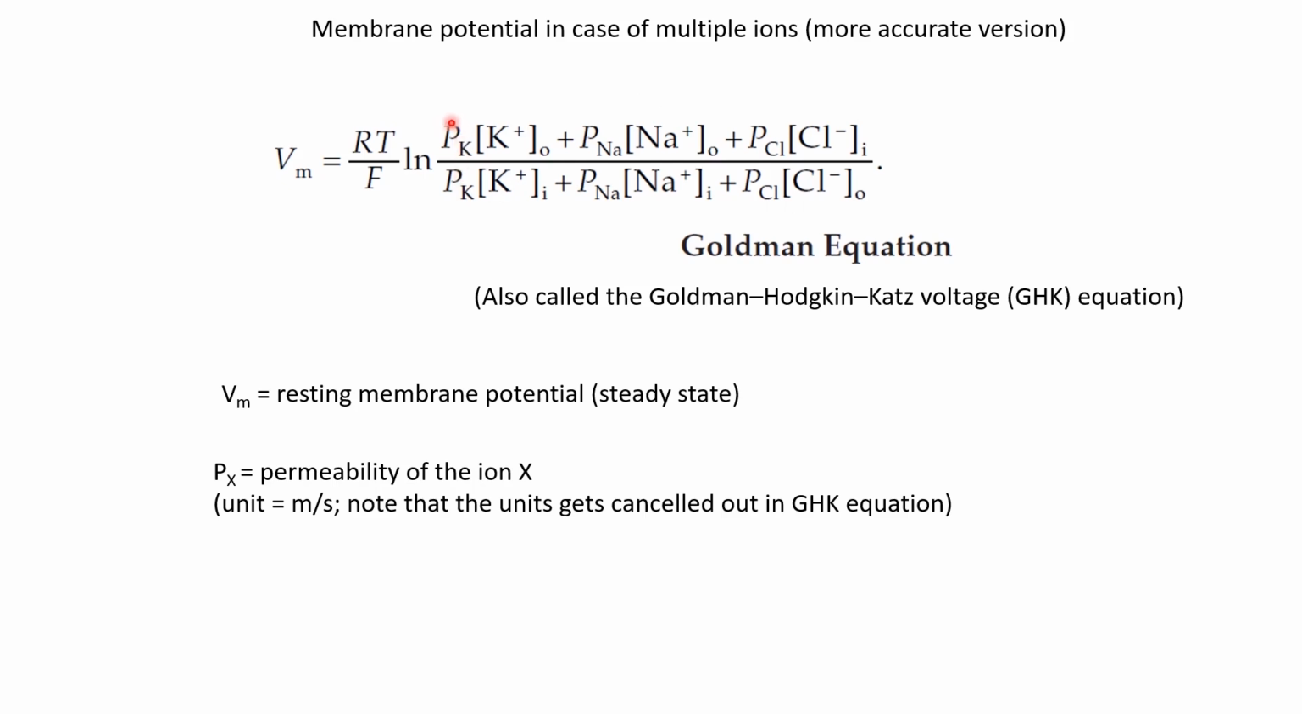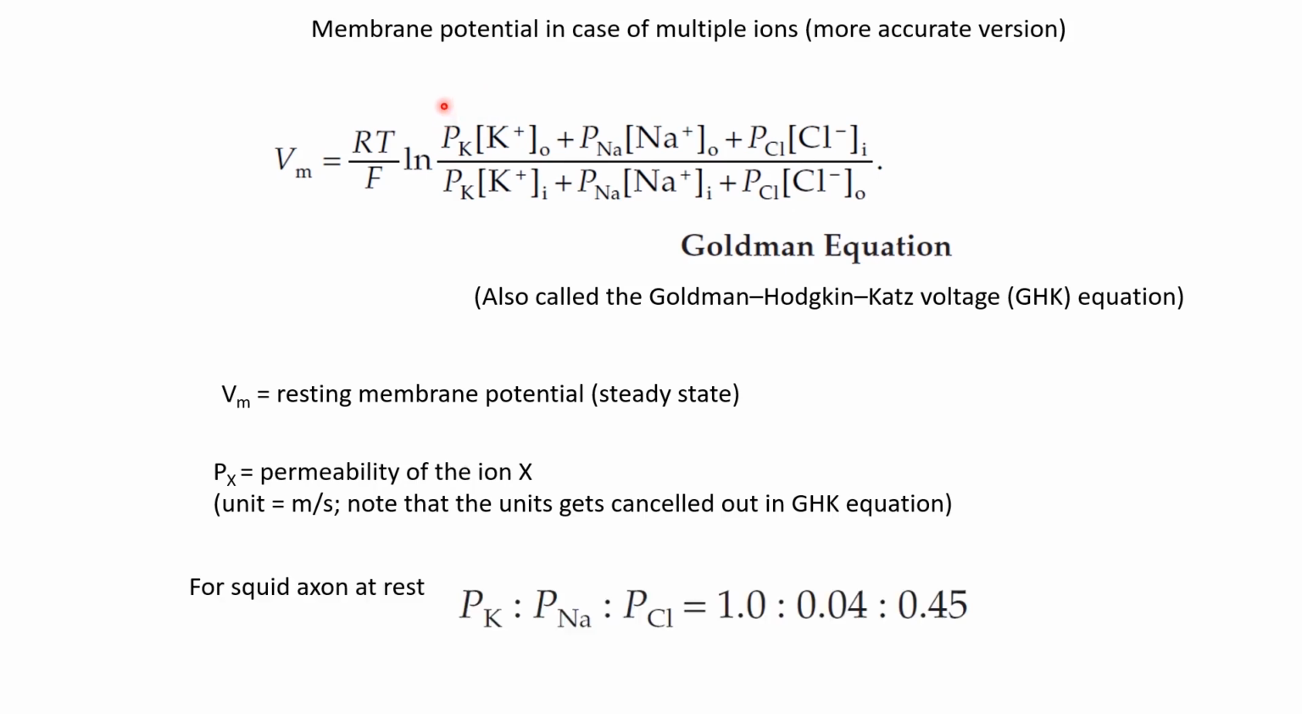And these permeability values basically tell how permeable the membrane is to each of these ions, which takes into account both the movement of the ion through the ion channel as well as the various pumps that are present in the membrane. And for most neurons, for example this squid axon, the permeability of potassium is highest. So if permeability of potassium is 1, then the permeability of sodium is only 4% of that, and permeability of chloride is somewhere in between. So you can see that the ions whose permeability is larger will contribute more to these expressions.